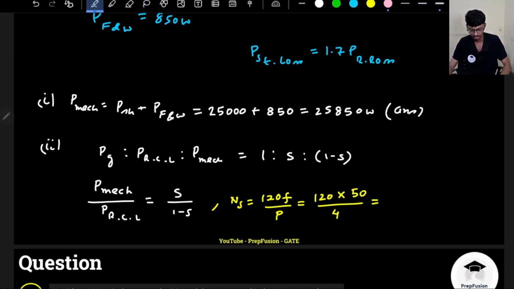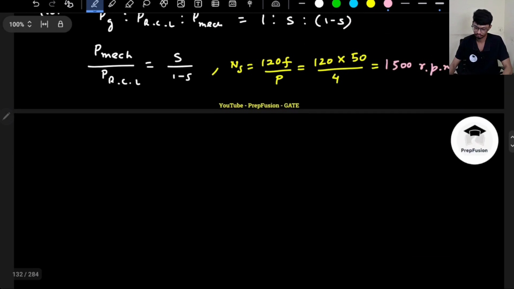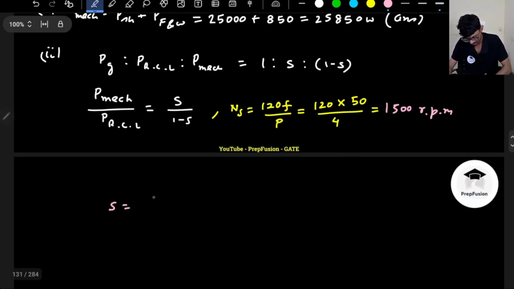So it will be basically 1350 to 1500. So if I do this right, 1500 RPM. Okay, so from here I can find out what is slip. Slip is basically NS minus NR divided by NS.